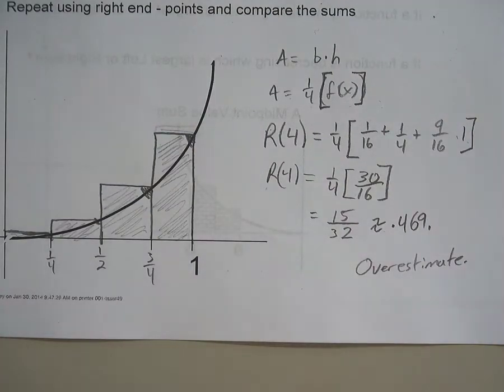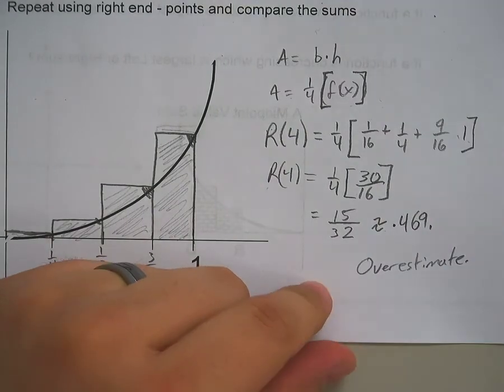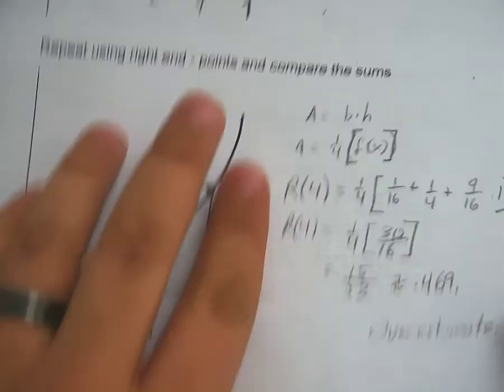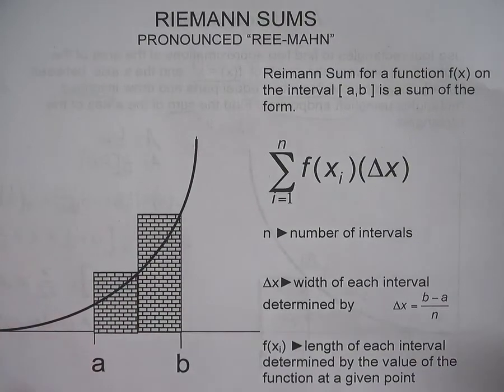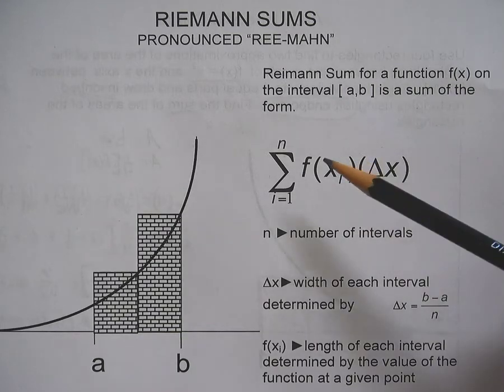Okay, so this is just introducing the idea of what we call a Riemann sum, and that's basically what a Riemann sum is. You're adding together the heights times the bases. So let's take a look at what it actually looks like. A Riemann sum for a function on the interval AB is a sum of the form.